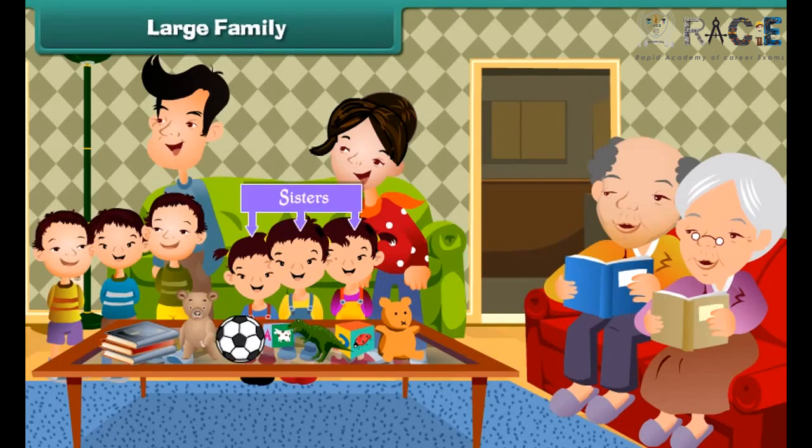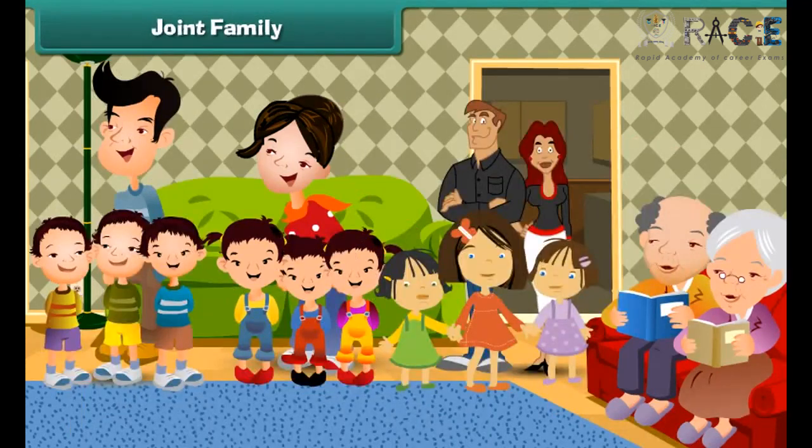Large family. Anish's family has 10 members. They are Anish, his mother, father, grandmother, grandfather, 3 sisters, and 2 brothers. Anish's family is a large family. Anish and his brothers and sisters share their toys and story books.